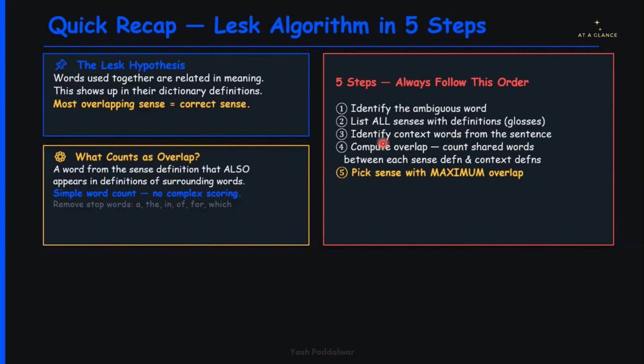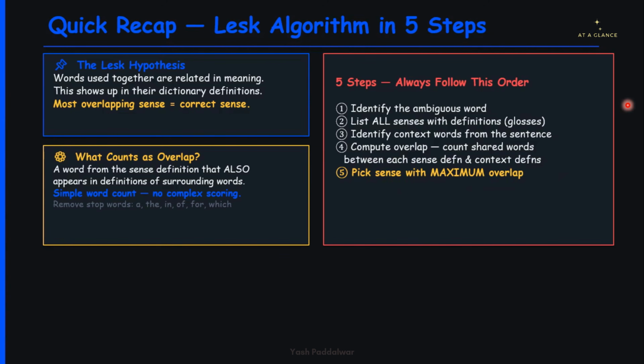Next, in step 3, we identify the context words from the sentence. Basically, those words which are going to be very important and will contribute to helping us understand the actual sense of the ambiguous word. Then we compute the overlap between the shared words between each sense definition and the context definition. Then we pick the sense with the maximum overlap. So these are the steps involved in this particular algorithm.